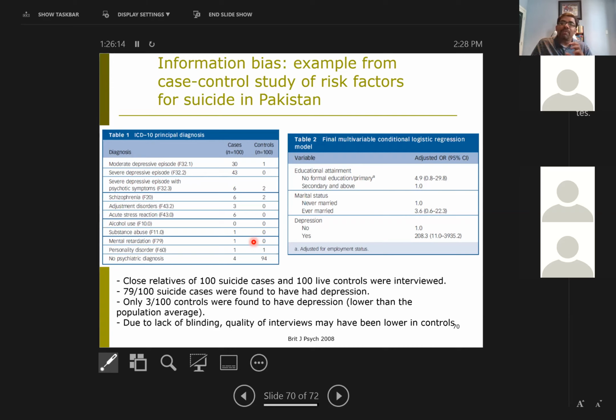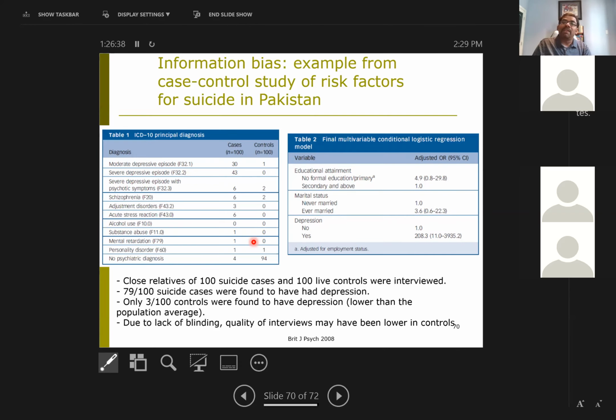So the way the information was collected completely changed. Nobody was blinded, right? Everybody knew what the study was all about. And the quality of the interviews might have been very low in the controls, right? In the controls, I know you're a control. I know you are alive. You didn't commit suicide. So my probing of your mental illness might be much less.